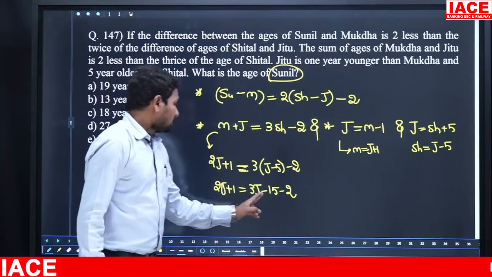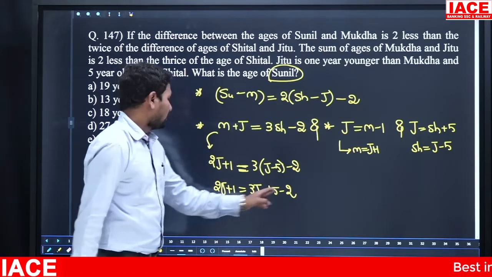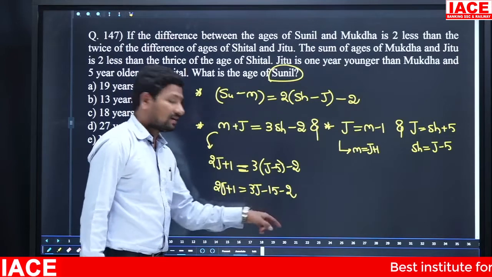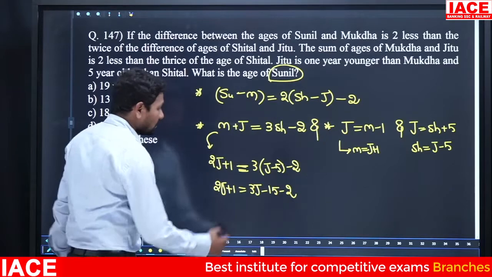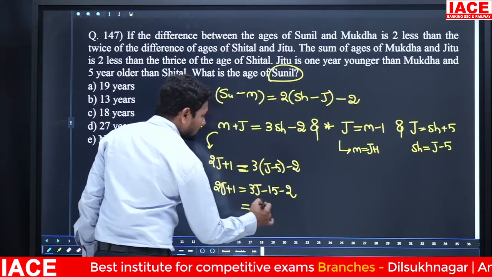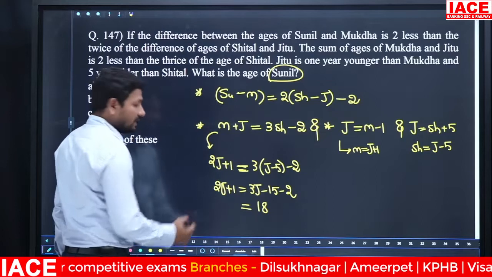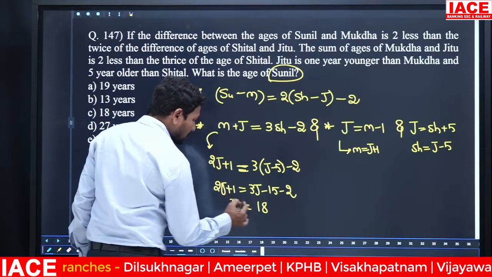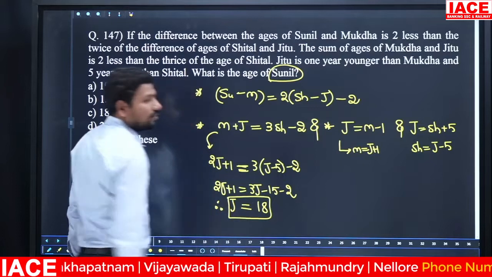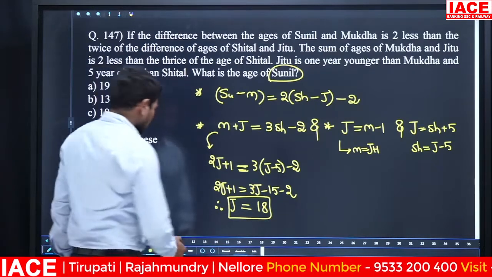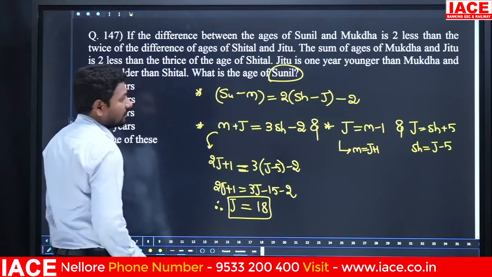Here minus 15 minus 2 is minus 17. The plus 1 also comes to the right side as minus 1, so the overall value is minus 18. And 2J minus 3J is minus J. Then finally you get Jitu's age. Jitu's age is 18 years. Once you know Jitu's age, we can easily find the remaining persons.